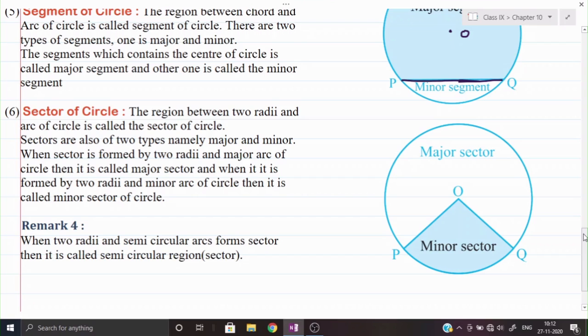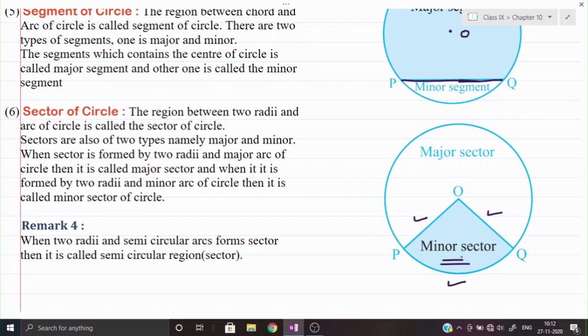So here, what actually is a sector? It is a region between two radii. You can see PO and OQ are the two radii, and the third one is the arc of the circle. These three things make a sector of the circle. Okay. And second thing, again two sectors are there. One is the major sector and the second one is the minor sector. So what are the major sector and minor sector?